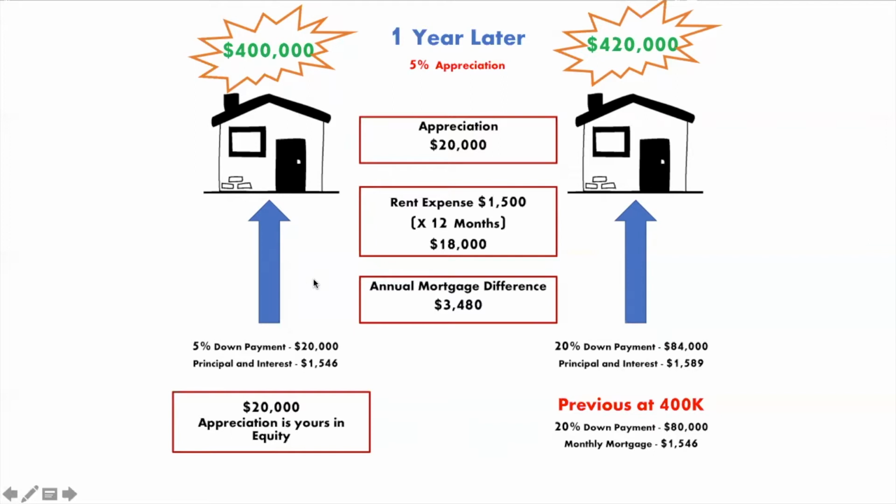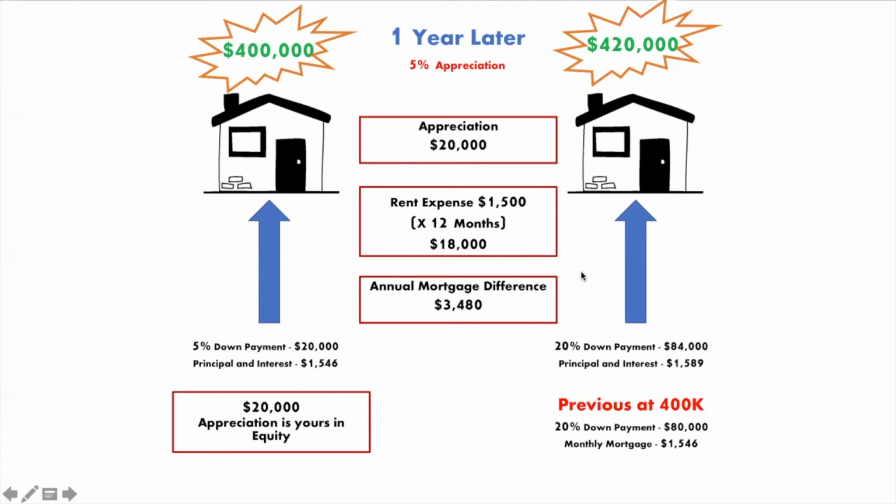Now, the big difference here is when you purchase that home a year earlier, that appreciation goes into your pocket as equity in your home. But now, if you waited 1 year, that appreciation has made the price of the home more expensive, making your down payment more expensive and your principal and interest payments more expensive as well.